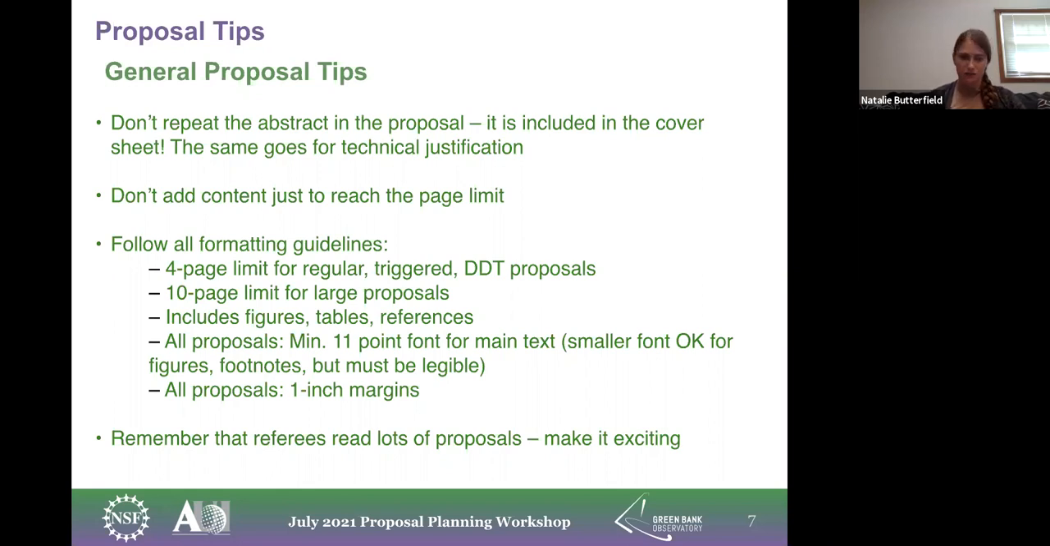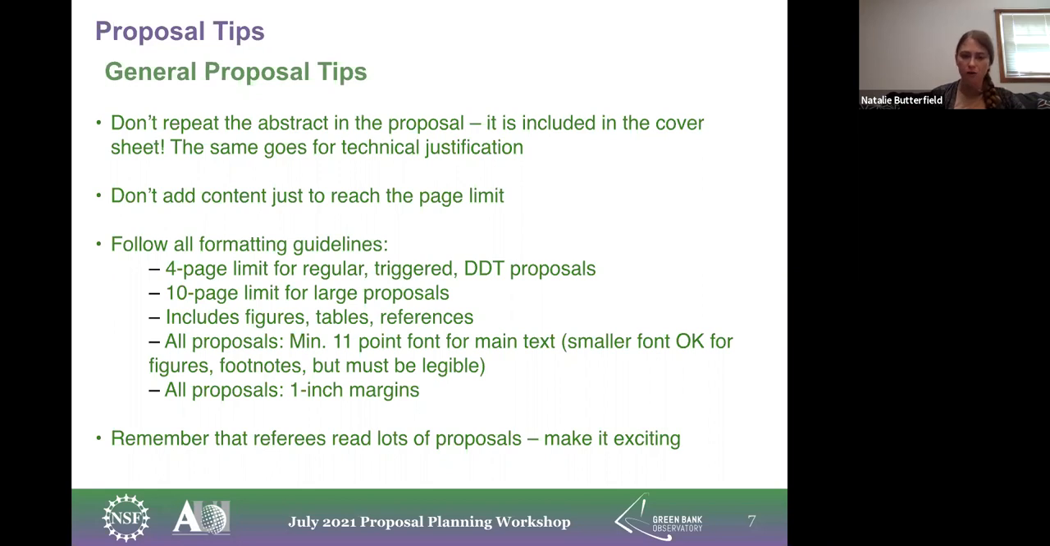Don't add content just to reach the page limit. So there is a 4 page limit for the science justification, but you don't want to just add content to reach it. Again, if you can get your science across and convince a reader why your science is important in 3 pages, that's fine. Don't feel like you have to fill in the 4 pages if you don't need to.